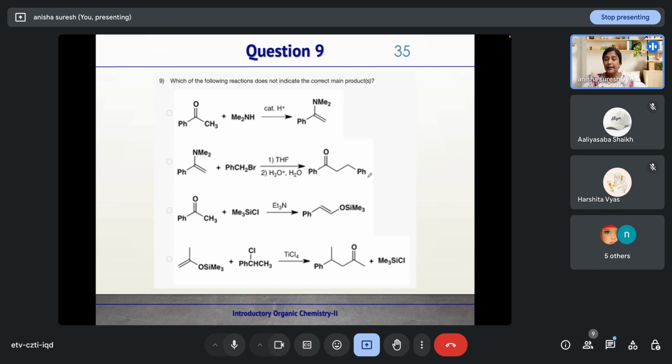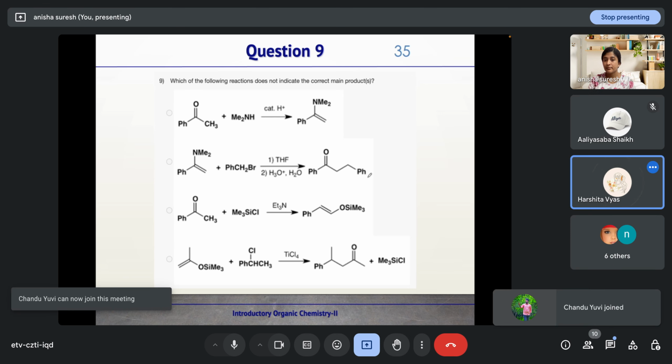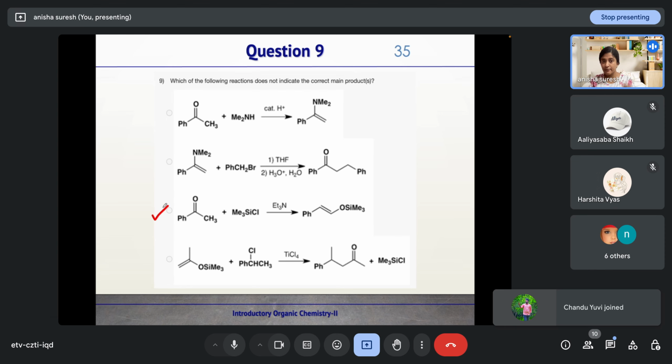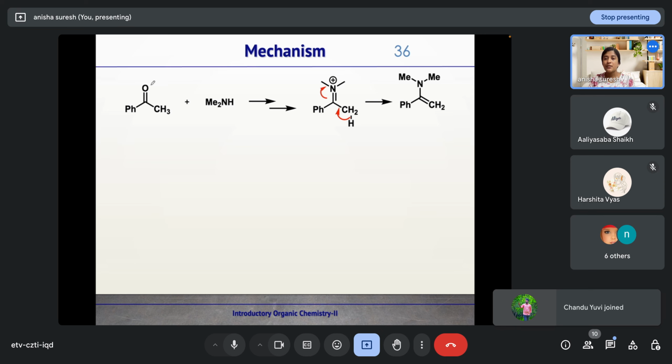Which of the following reactions does not indicate the correct main products? So four reactions are given, and you should see the product as well. So which is not giving the correct main product? Option C. Option C is the right answer. So we will see the mechanism for each of the reactions.